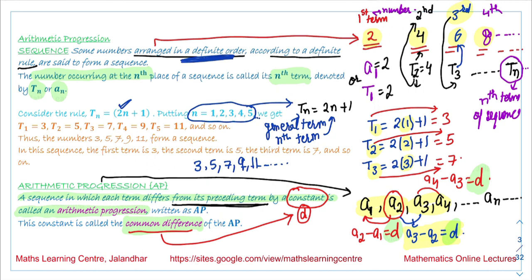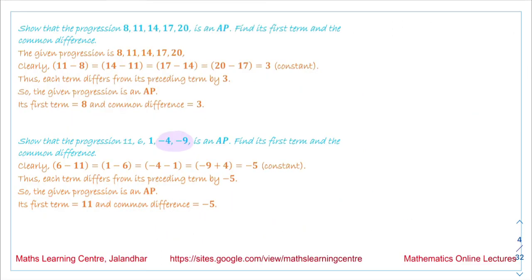Next we have given an example. This sequence is given to you, and we have to show that this is an AP. AP is short form for arithmetic progression. So we are taking the first two terms, 11 and 8. We are subtracting these two terms and we are getting the answer 3. Next we are considering the next two terms. We are subtracting those terms. We are getting the answer 3.